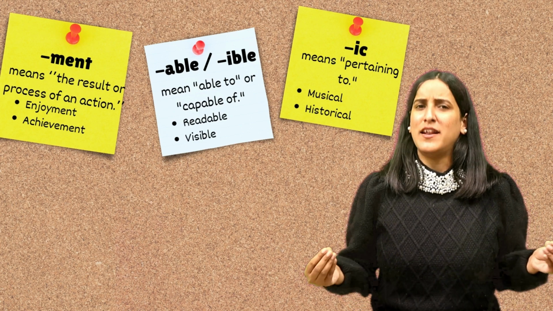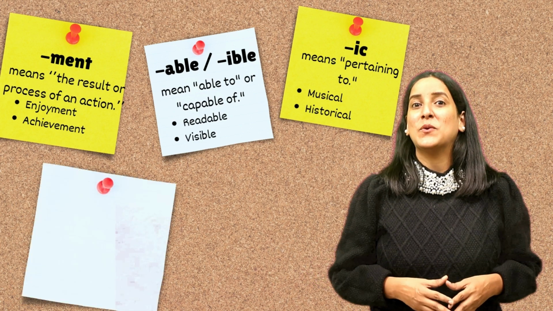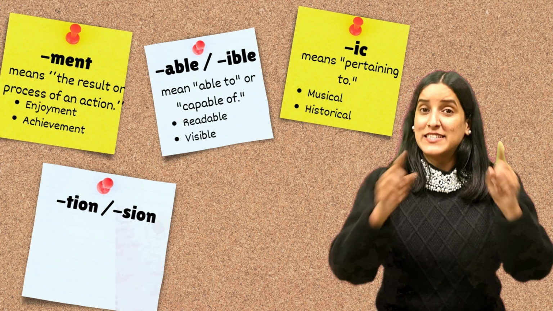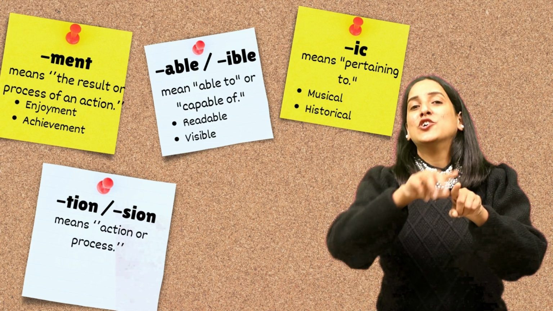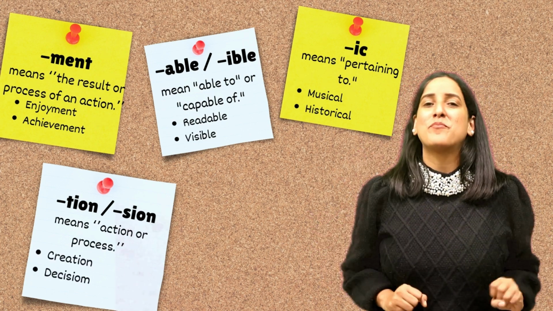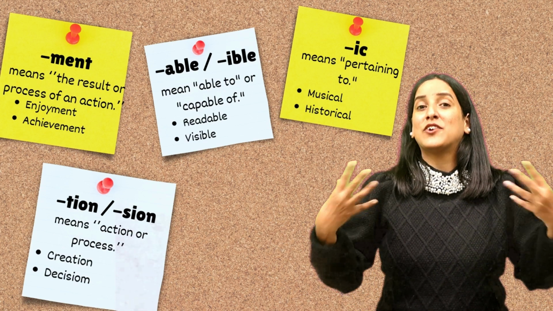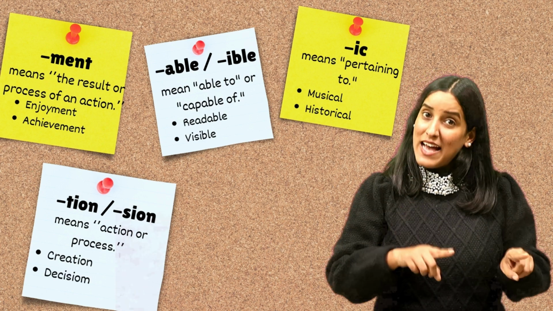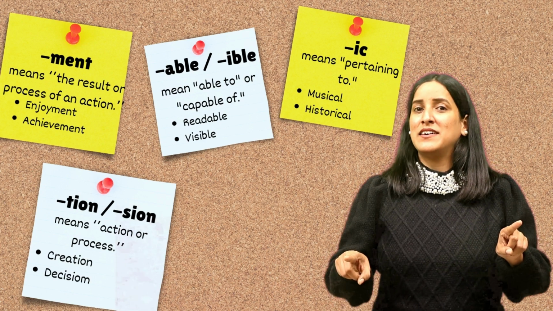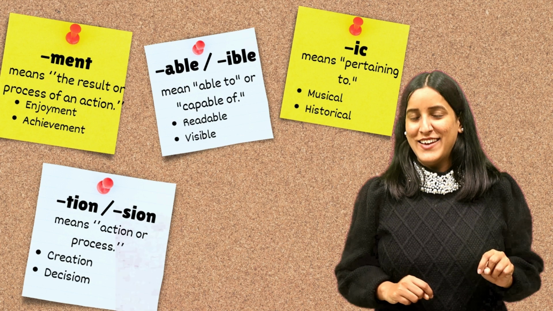The next one is shun, tion or sion. Now these suffixes turn verbs into nouns, showing action or process. For example, create becomes creation. Now it's showing the act of creating. Decide becomes decision. It talks about the act of deciding.